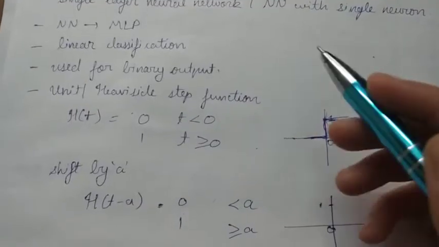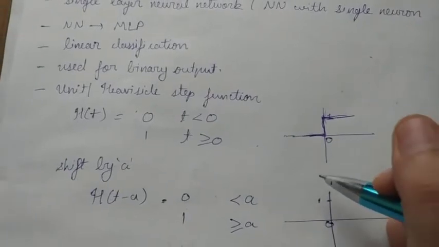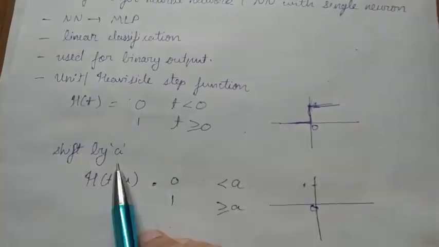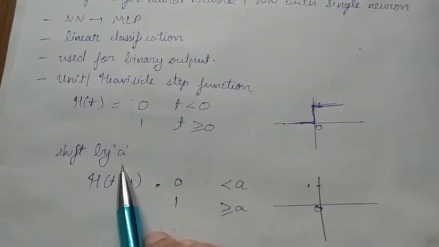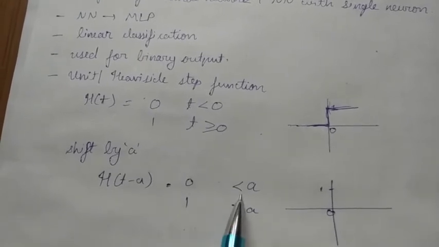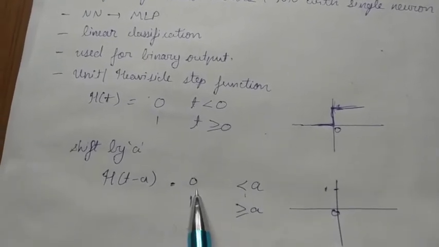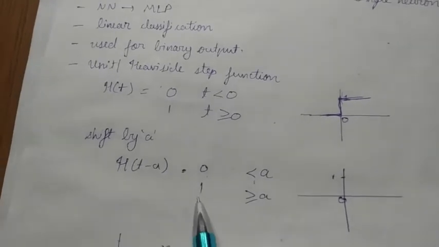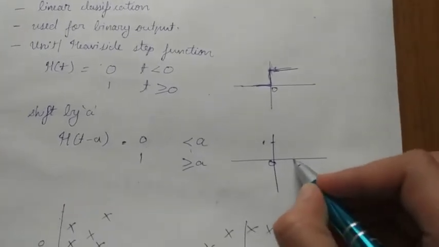Now we can provide an extension to this function, shifting by any constant a. After shifting, if t is less than a, then it will give 0, otherwise it will give 1. We can plot this, and let us consider this is a.